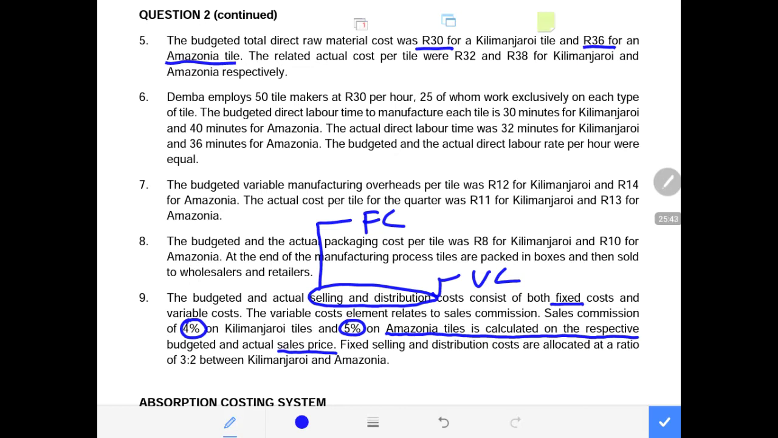Fixed selling and distribution costs are allocated at a ratio of 3:2. Take note of that. Fixed selling and distribution costs are allocated at the ratio of 3:2. So now that means our fixed distribution, let me just deal with the budgeted so far.